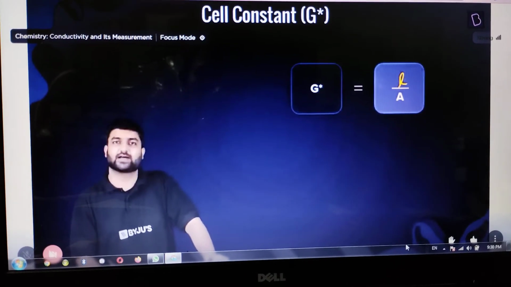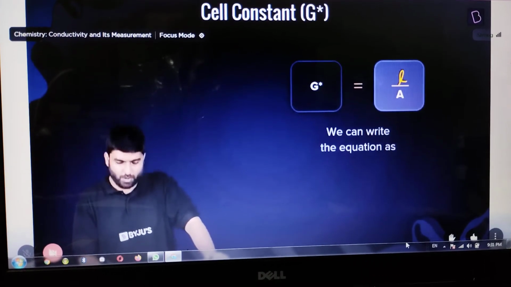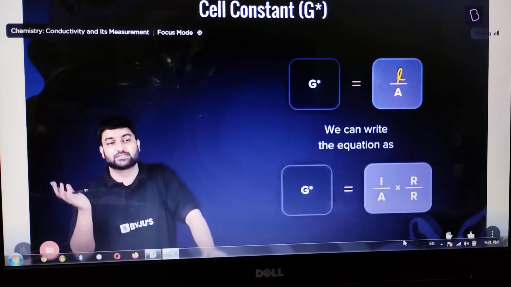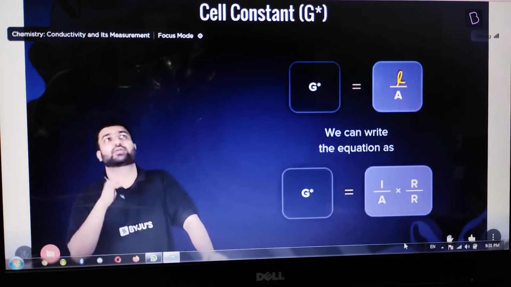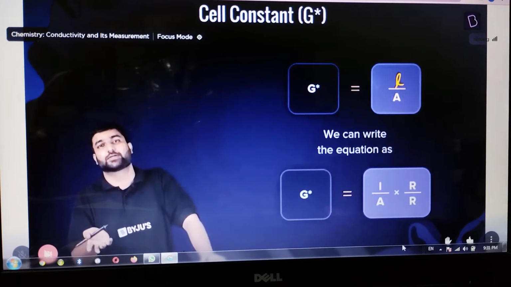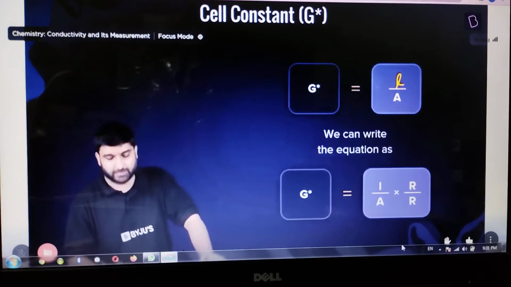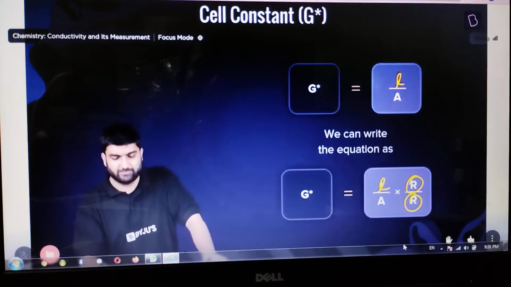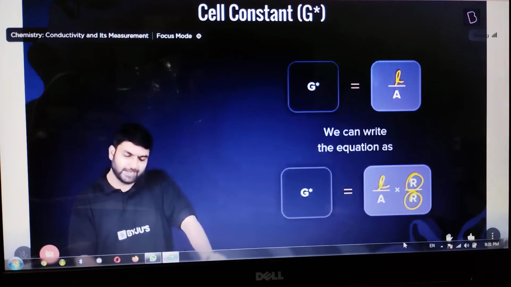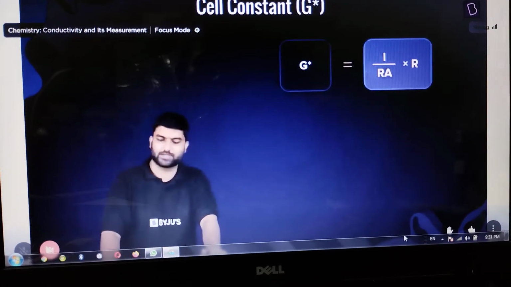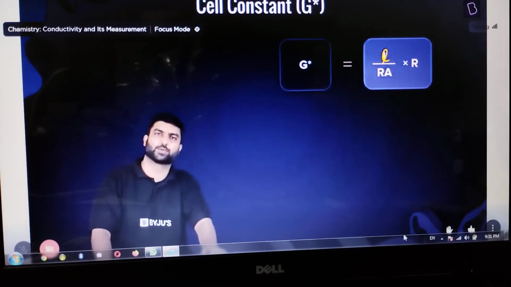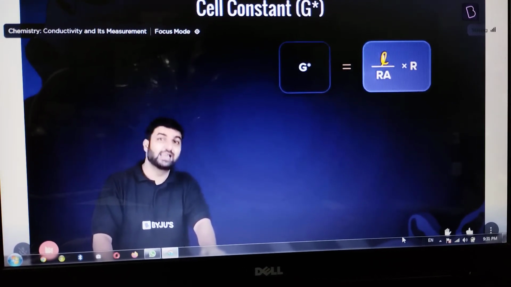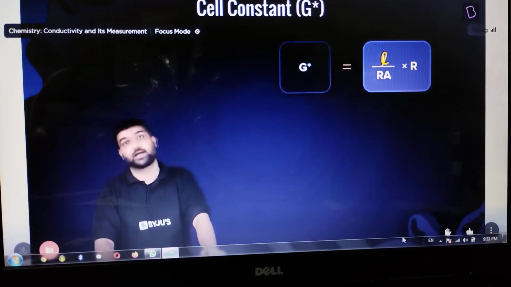So basically, G star essentially is equal to this. Also, what I'm trying to do is relate G star with the conductance or conductivity. So I'm placing R in the numerator and R in the denominator, with L by A over here. Why did I do that? Let's see. If I have this thing over here, what do I have? L by A divided by R.